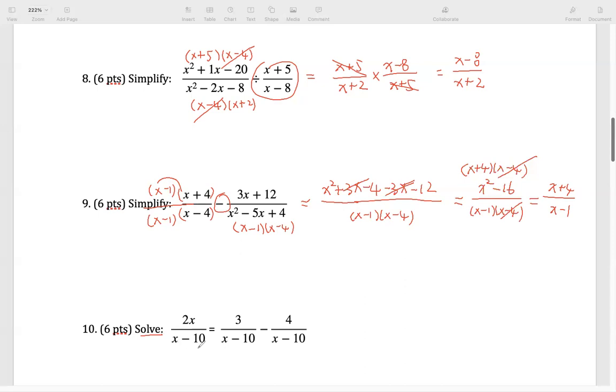Well, let's see, solve this. The denominator is x minus 10 in each term. So the denominators are the same. When the denominators are the same, we can just ignore the denominator. So 2x equals minus 3 minus 4, which is just negative 1. We divide by 2 on both sides. So x equals negative half.